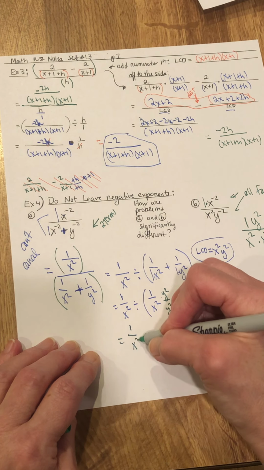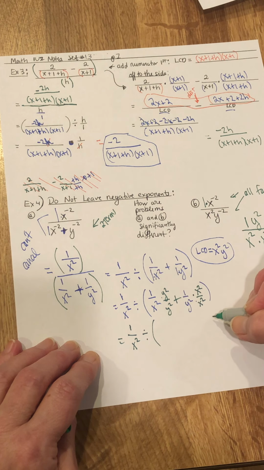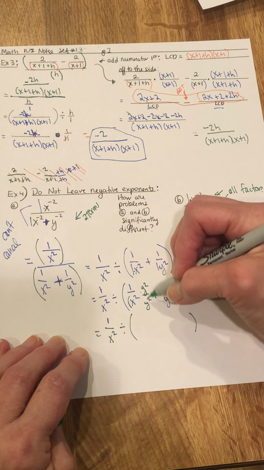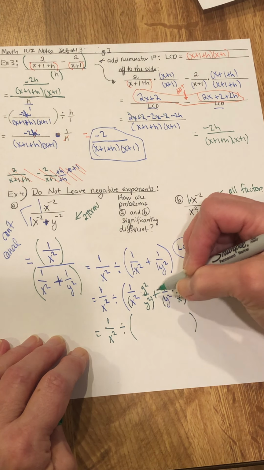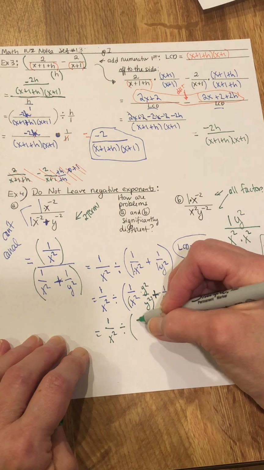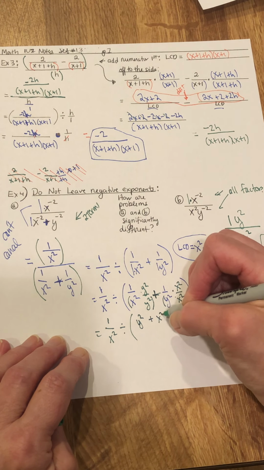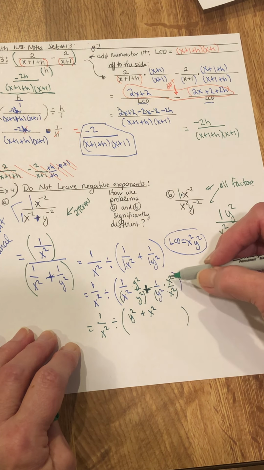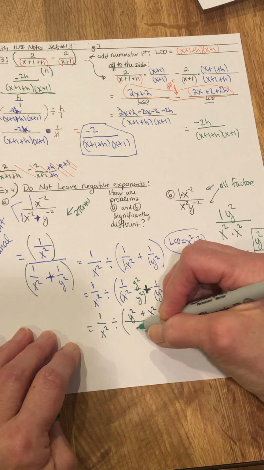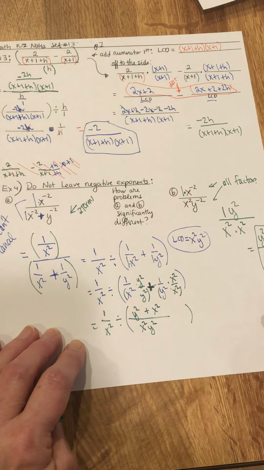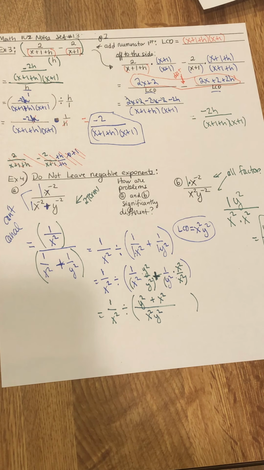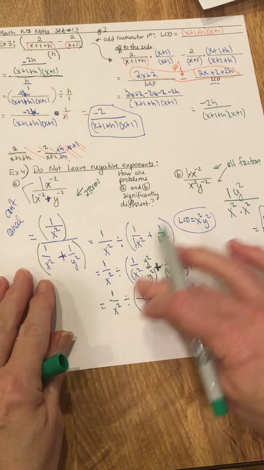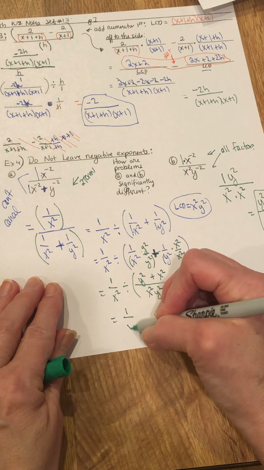So this is 1 over x squared divided by... Now, let's save a little bit of time. This is my common denominator, x squared, y squared. I'm ready to add the numerators. So this is y squared plus x squared. Those are unlike terms, y squared plus x squared all over x squared, y squared. Okay. Now I am ready to change the division to multiplying by the reciprocal, because now this is all one term. I can flip it.